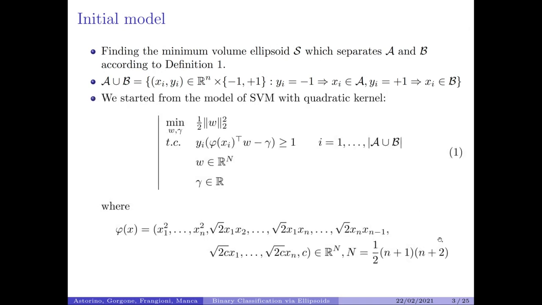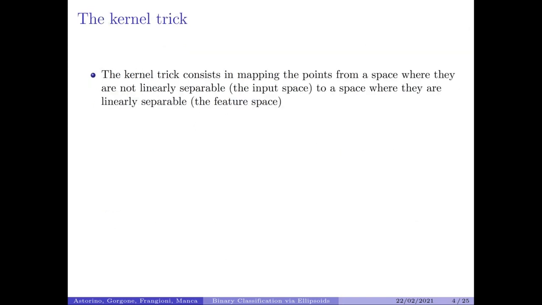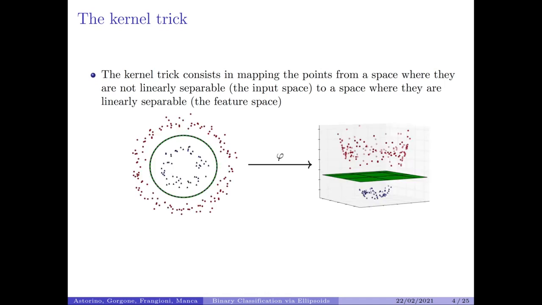So we started with this model where the map phi is the quadratic kernel map, which maps the point from the space Rn to a higher dimensional space. So why do we do that? It's because the kernel trick basically consists in mapping the points from the input space, where the points are not linearly separable, into a higher dimensional space where it is possible to find a separating hyperplane. And so this is more or less the situation graphically represented.